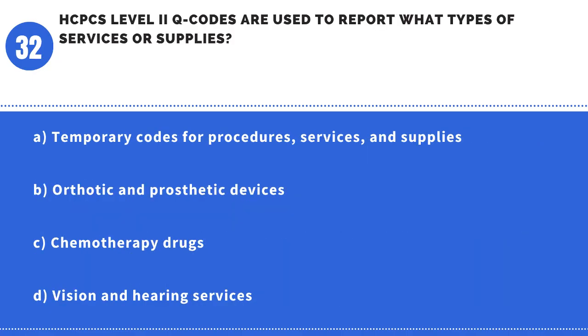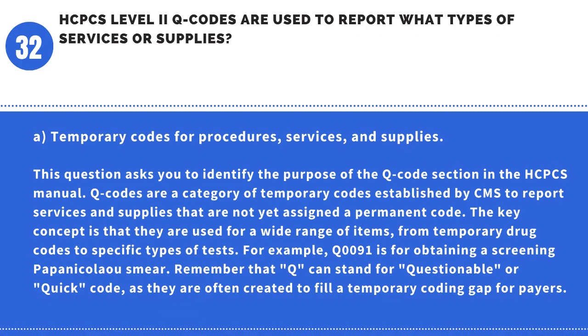Question 32. HCPCS Level 2 Q codes are used to report what types of services or supplies? A. Temporary codes for procedures, services, and supplies. B. Orthotic and prosthetic devices. C. Chemotherapy drugs. D. Vision and hearing services. Answer: A. Temporary codes for procedures, services, and supplies.